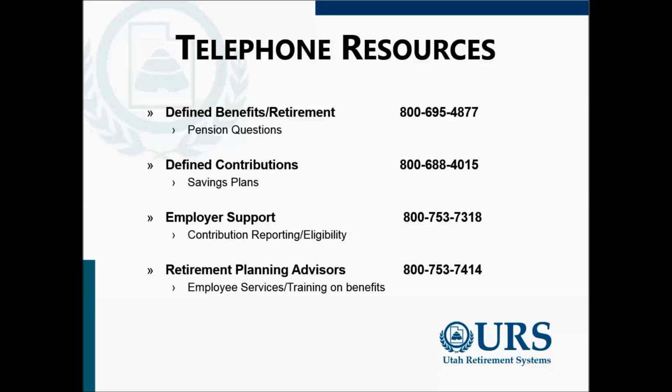The final number that you'll see on the screen, that's your retirement planning advisor. All areas across the state have an individual retirement planning advisor that will come out and meet with your employees and talk to them about retirement. That's the number to call if you would like to get a hold of your representative to come out and maybe meet with you at your organization.